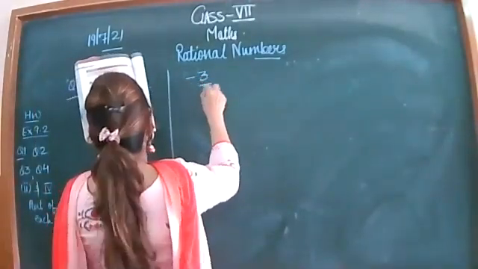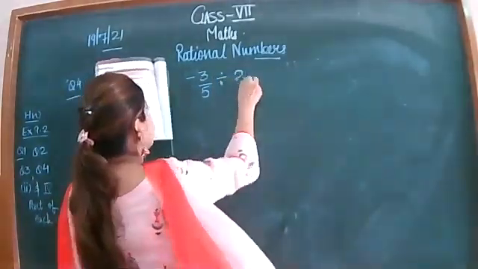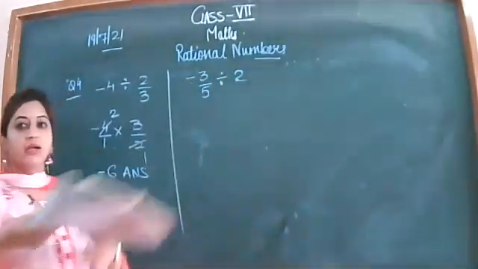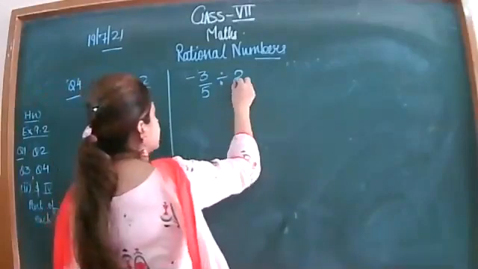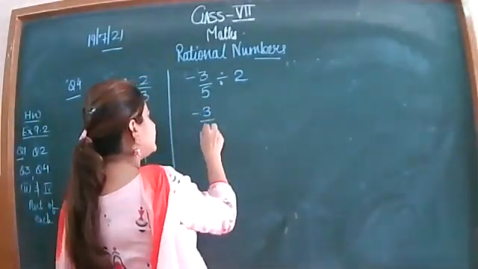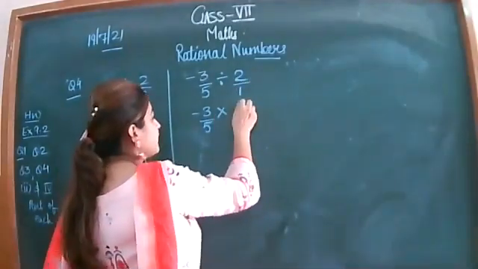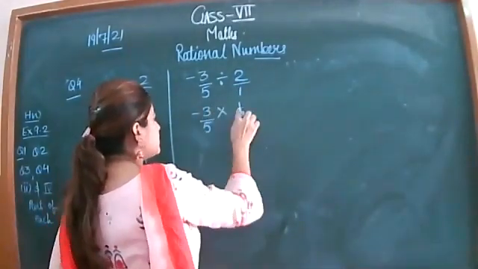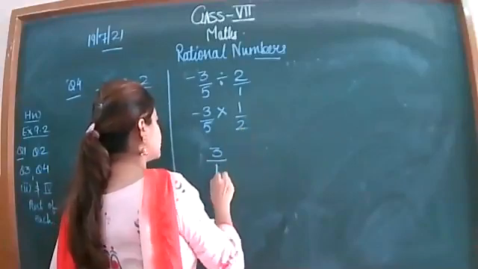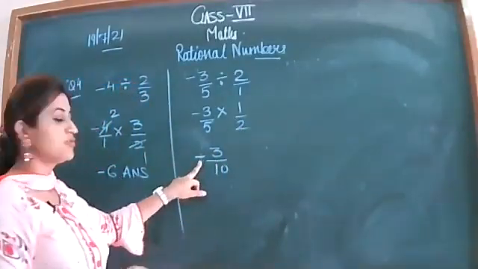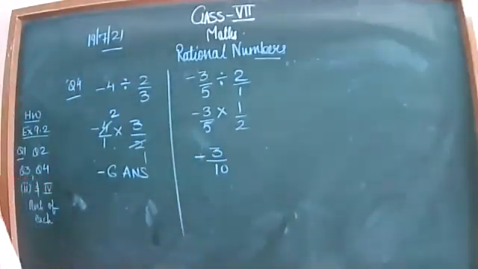Next is minus 3 by 5 divided by 2. In case of division, beta, you will write the first number the same. Division will change to multiply. 2 by 1 becomes 1 by 2. 3 ones are 3, 5 twos are 10. Answer is minus 3 by 10.